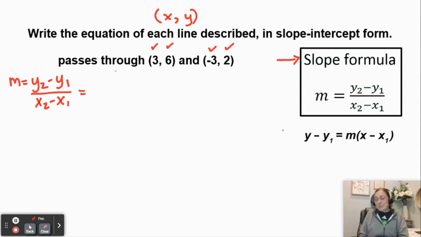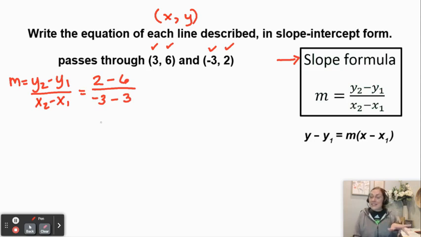So if I look in these points and I want the second y, that's the 2. If I look in the points and I want the first y, that's the 6. And then on the bottom, I want the second x, that's the -3. And I want the first x, that's the 3.